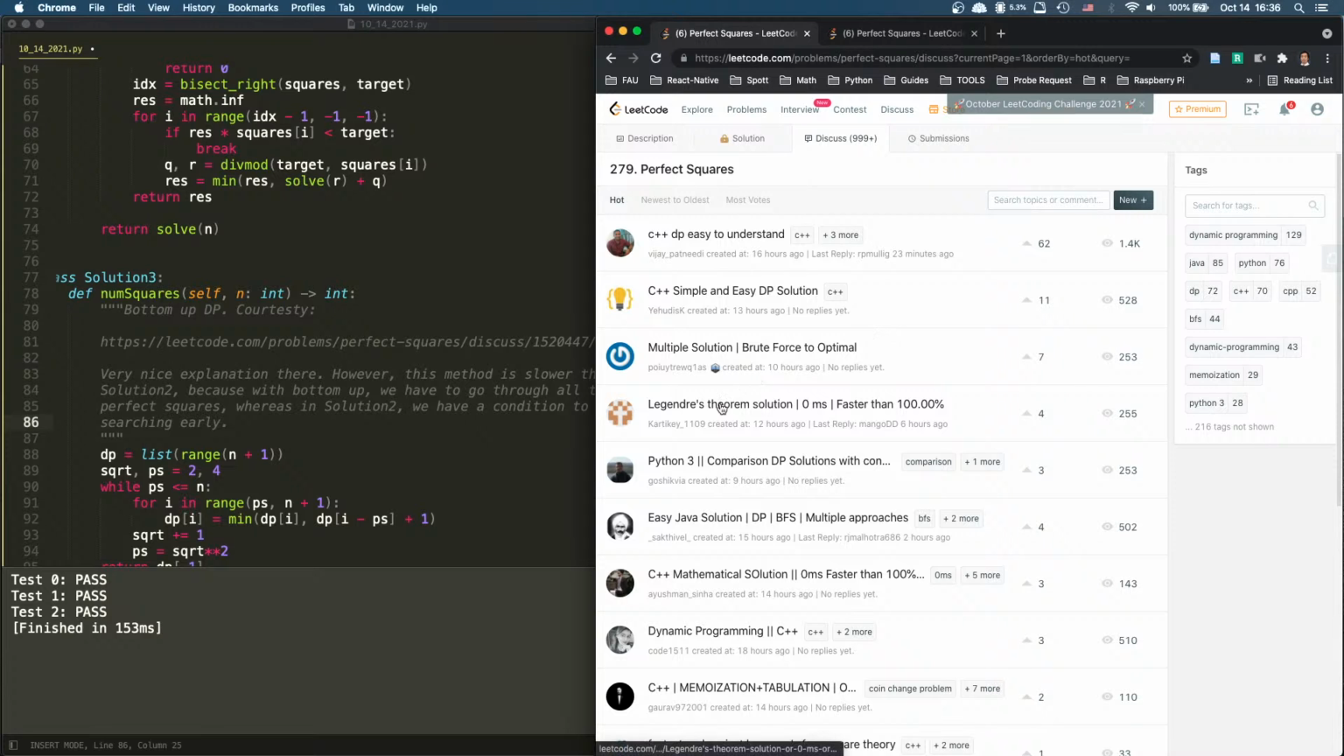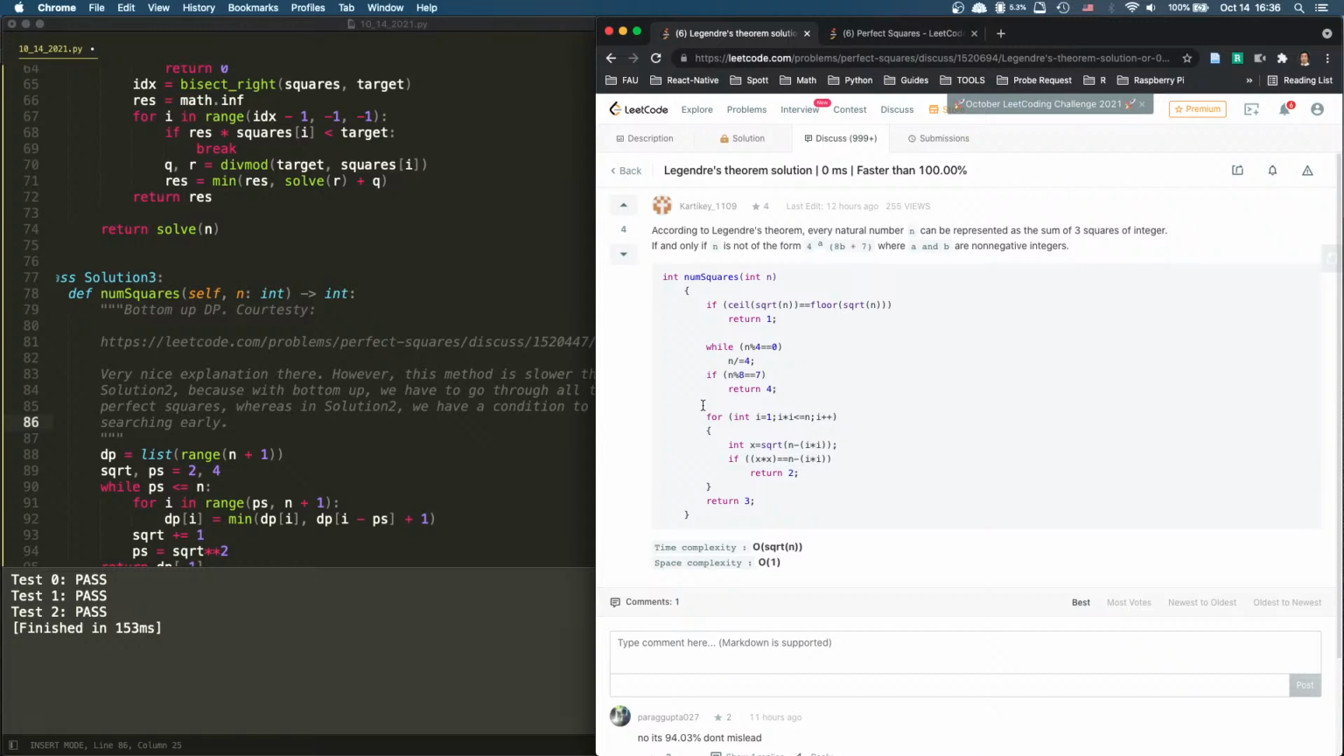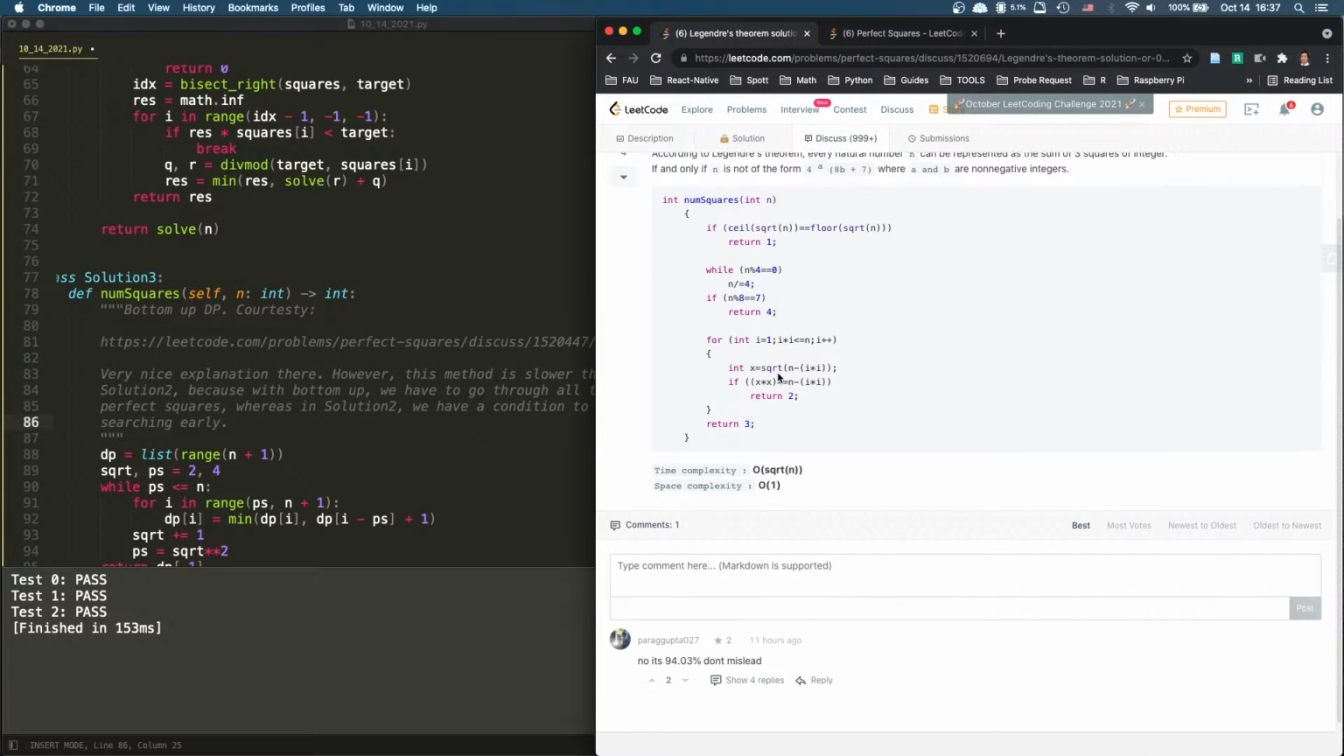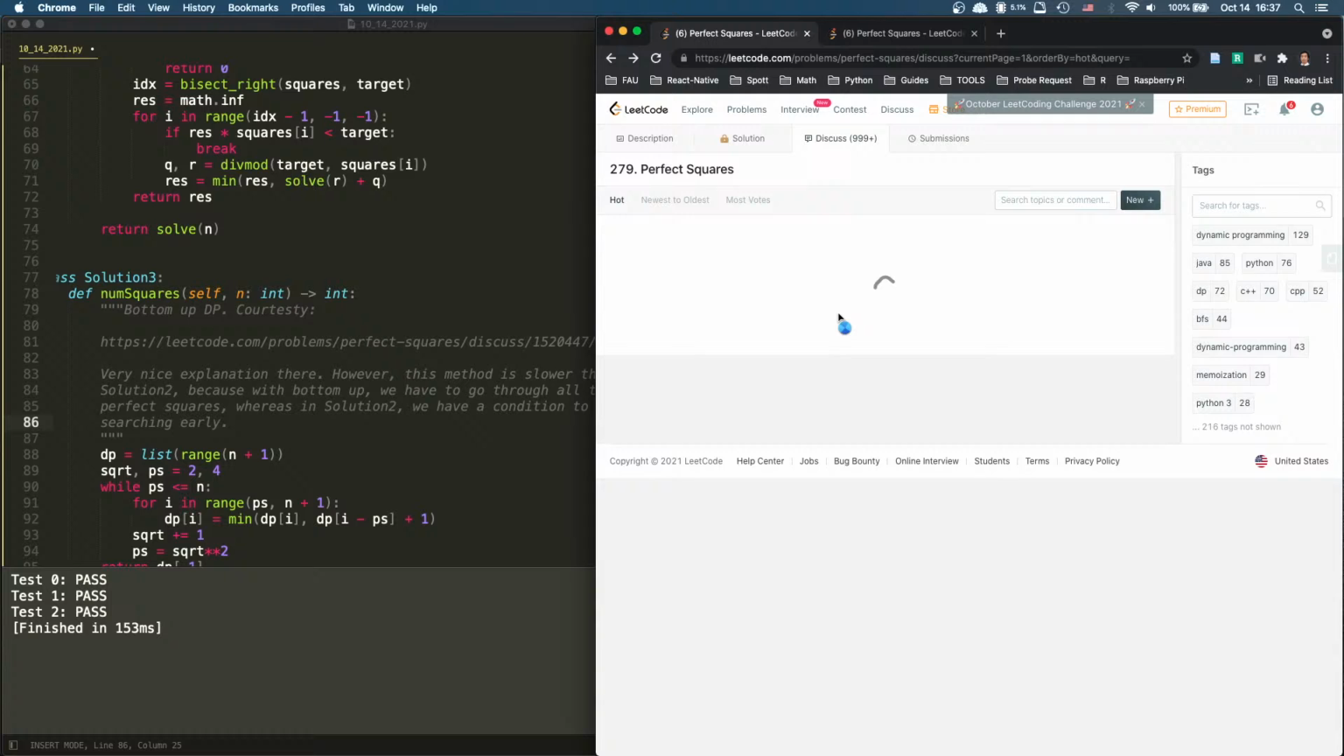Brute force... Oh. Legendre's theorem. According to Legendre's theorem, every natural number n can be represented as a sum of 3 squares of integers if and only if n is not of a certain form. Wow. So we check this first. Wow. No.